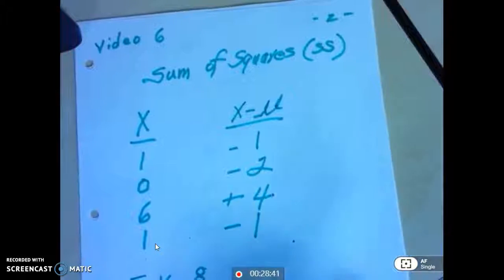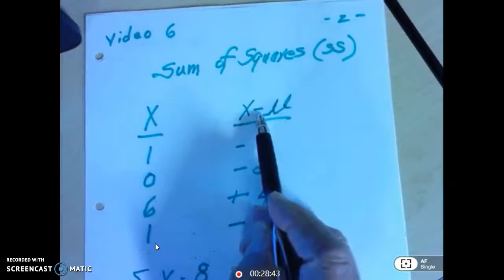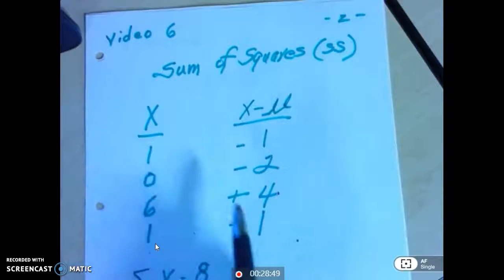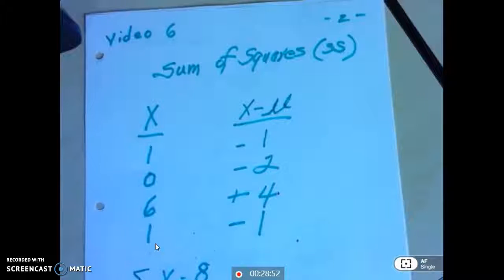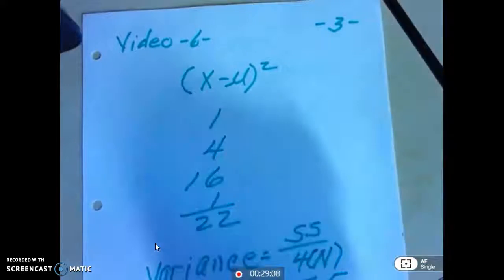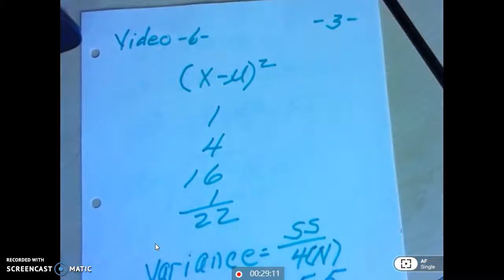Now, over here on this side, we have the data minus the mean, or mu, and we have a -1 and a -2, positive 4, and a negative 1. So now we're looking at the sum of the squares. And we have those added up, and then we take those and we square them. Now, one of the reasons that we do this is because the statisticians were working along in their stats. They said, wait a minute, something's wrong here.